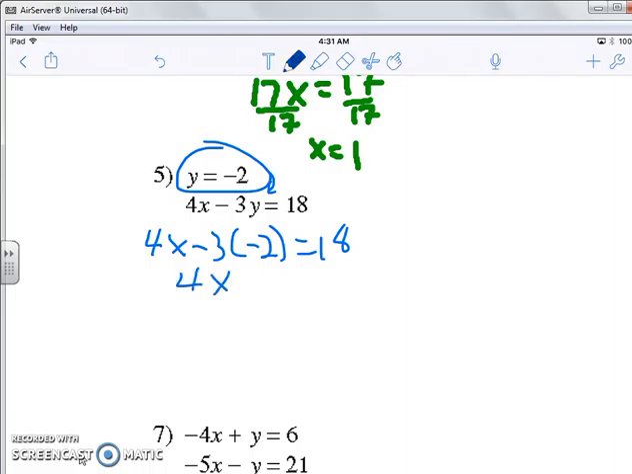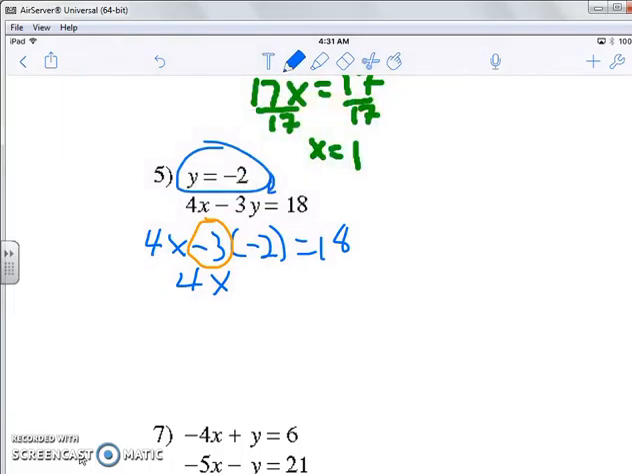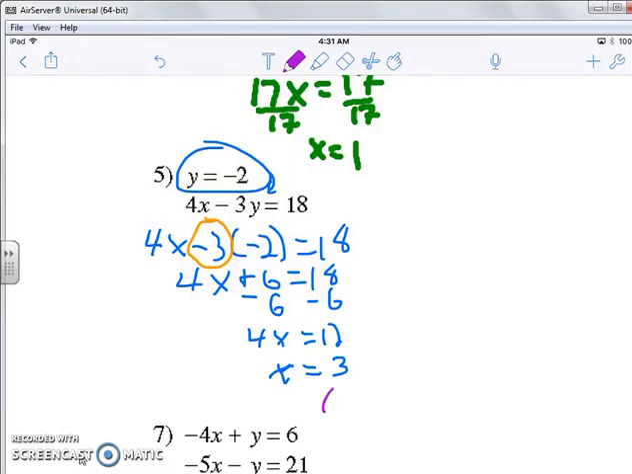And I see this as -3 times -2, and a negative times a negative is a positive. So we're going to say plus 6 equals 18. I'm going to subtract 6 from both sides. So 4x equals 12. X equals 3. And we have our ordered pair. X is 3, y is -2. Yippee skippy, that went pretty fast, huh? Alright, if you want to go ahead and pause, get caught up, do so now.